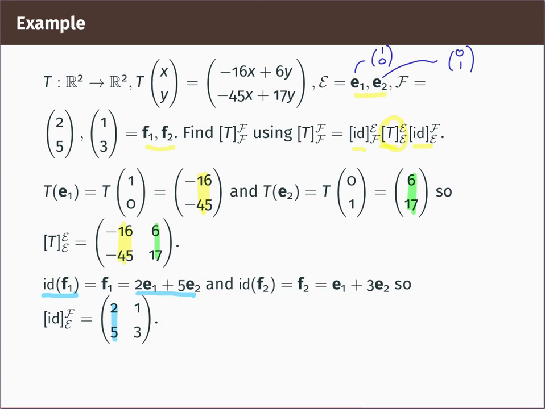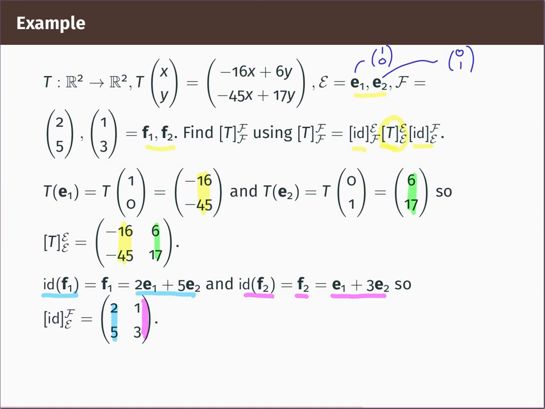And similarly, if we want the second column, well, that comes from applying the identity to F2 and expressing that as a linear combination of E1 and E2. But the identity applied to F2 is just F2 again. F2 is 1, 3, so this is E1 plus 3 E2, and this second column here is going to be just 1, 3. So we've worked out the whole of the matrix of the identity with respect to initial basis F and final basis, the standard basis E.